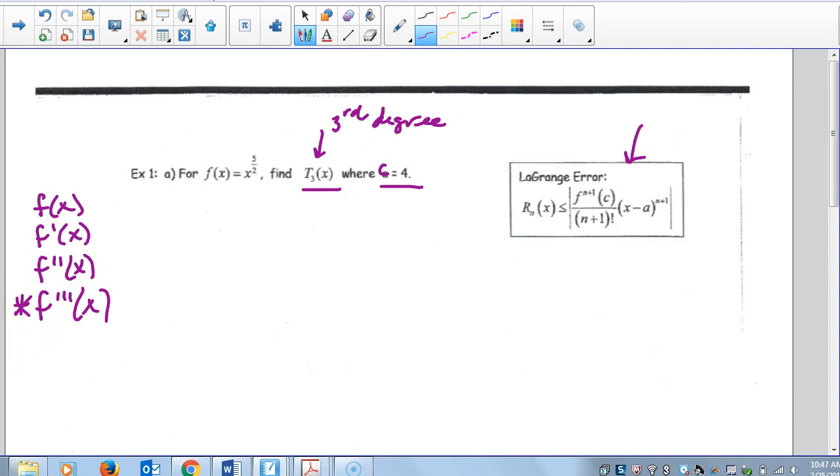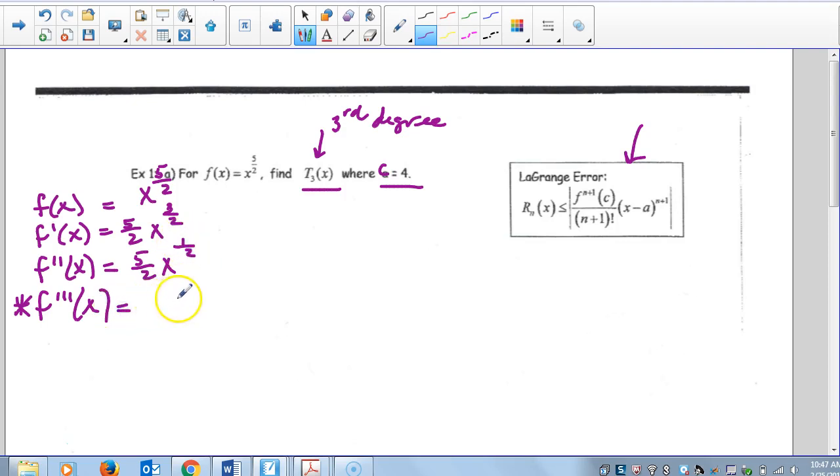So I'm going to do it in general. So I've got x to the 5/2. And then I've got 5 halves, x to the 3 halves. And then I've got 5 halves, and that's supposed to be a 3. It's kind of hard to read that. X to the 1 half.